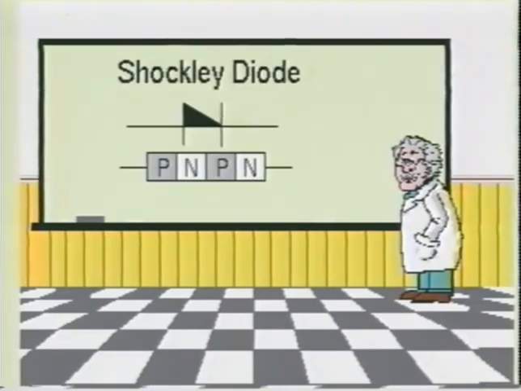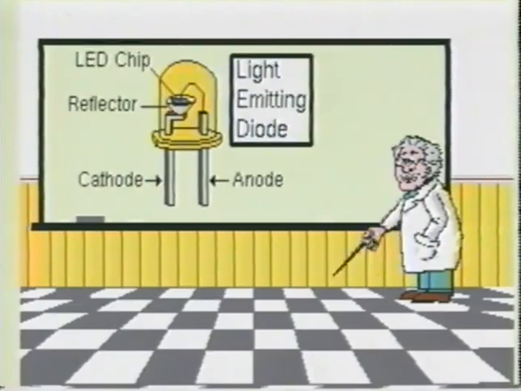The Shockley diode is a four-layer device that is commonly used in oscillator and triggering circuits. Light-emitting diodes are made from gallium phosphide, gallium arsenide, or gallium arsenide phosphide. The recombination of the charge carriers causes the LED to give off energy in the form of light.